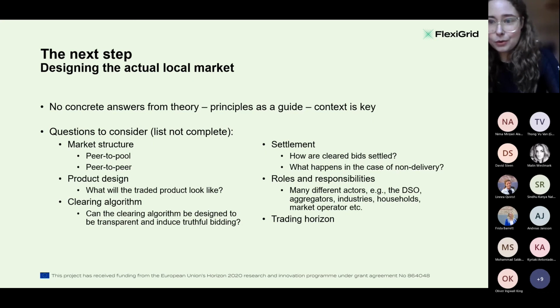Product design. So what will the traded product look like and how can it be made accessible to as many as possible? The clearing algorithm, can it be designed to be transparent and therefore induce truthful, efficient bidding? Settlement. How are cleared bids settled and what happens if someone is unable to deliver what they promised? What are the different roles and responsibilities and of who in this new setting? And also, for your market, what is a proper trading horizon?